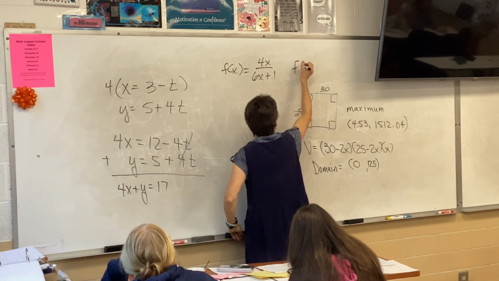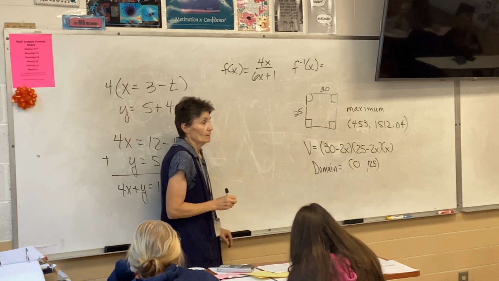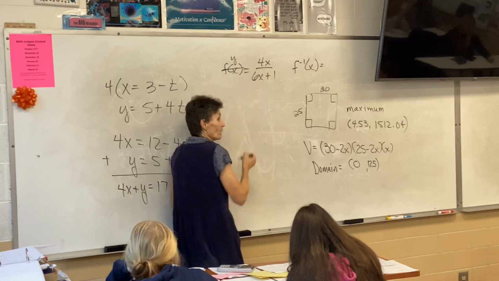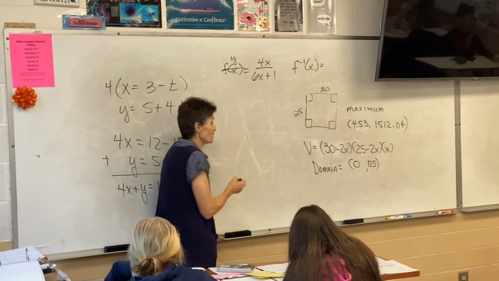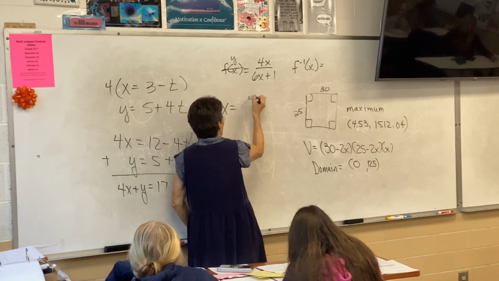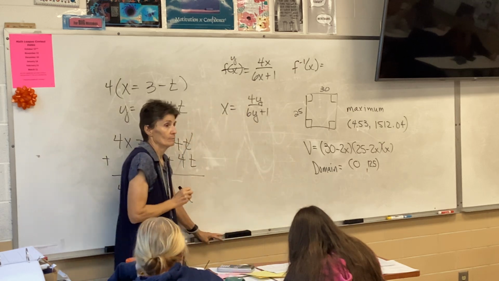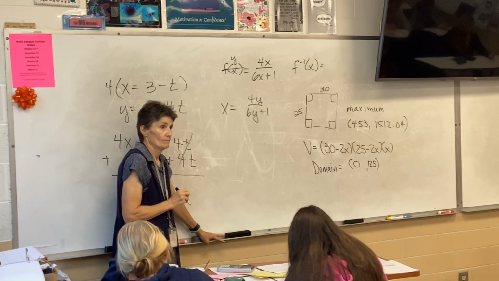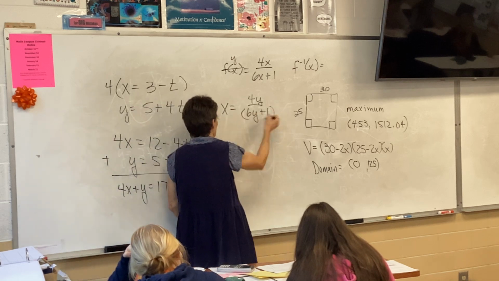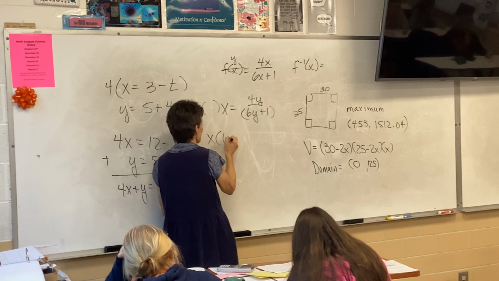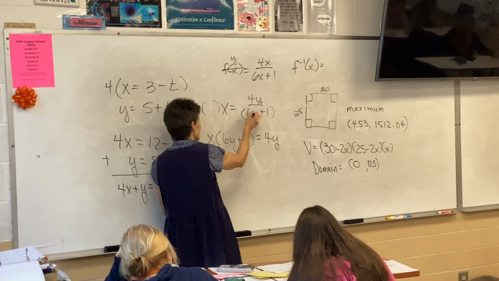So the answer blank says, fill this in. What is this? Alright, so this is the same as y, right? So then I'll switch my variables. Then what? Multiply by 6y plus 1. Bring the denominator over, so we have x times 6y plus 1 equal to 4y.